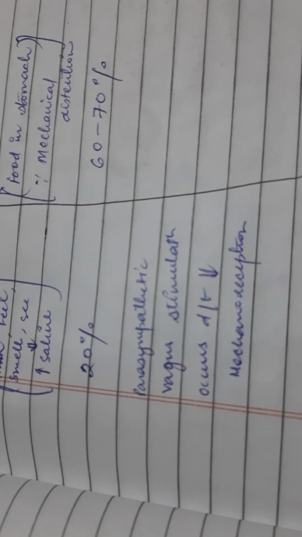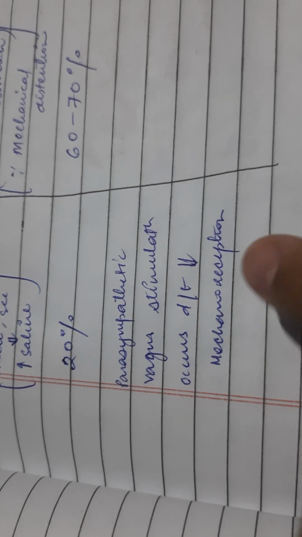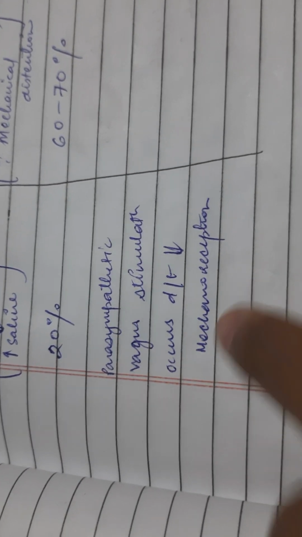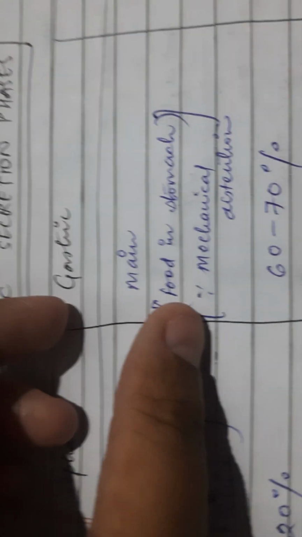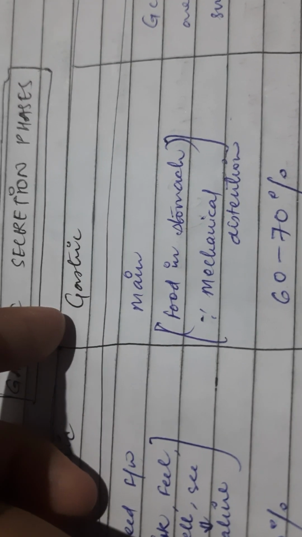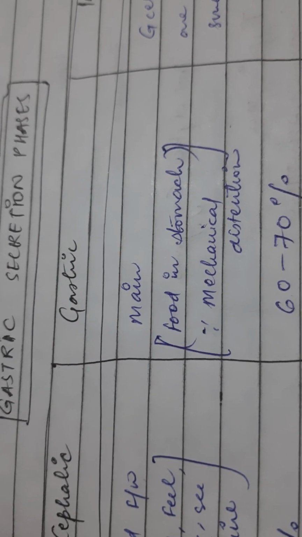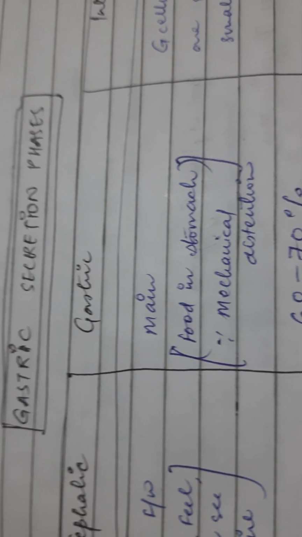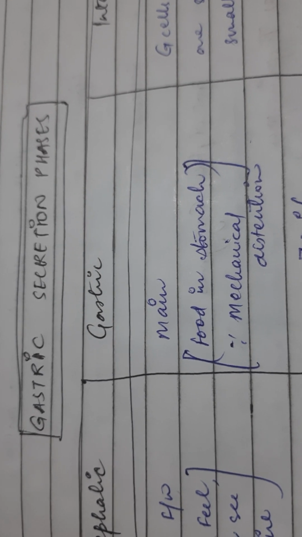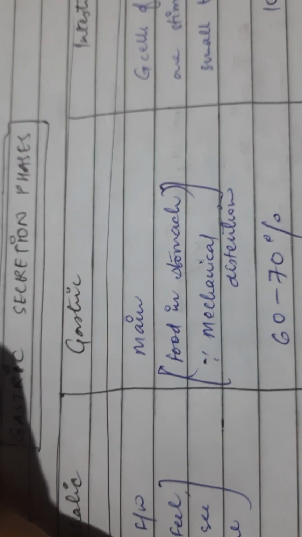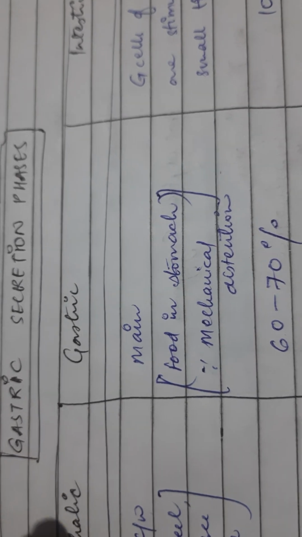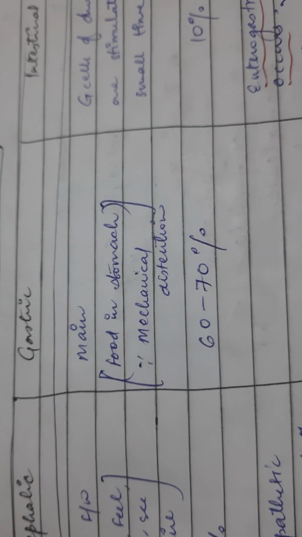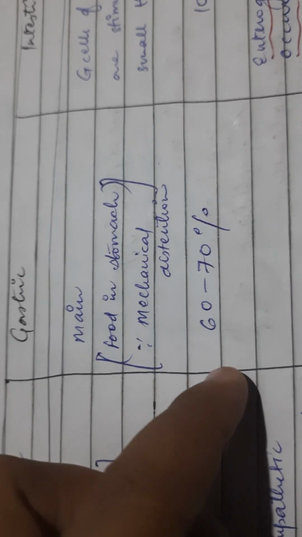Before taking food we only think, and that's why it is parasympathetic; it is vagus stimulation, occurring due to mechanoreceptors, mechanical stimulation. Then the gastric secretion phase is the main phase. Food is in the stomach, and since there is mechanical distension, it secretes. It consists of 60 to 70%.